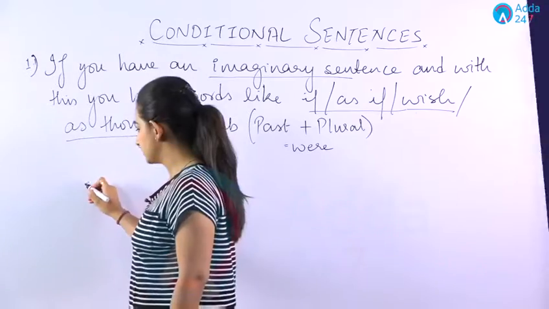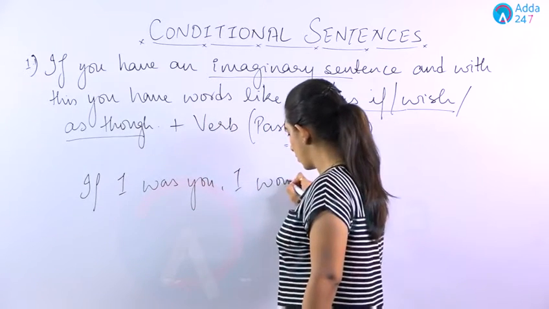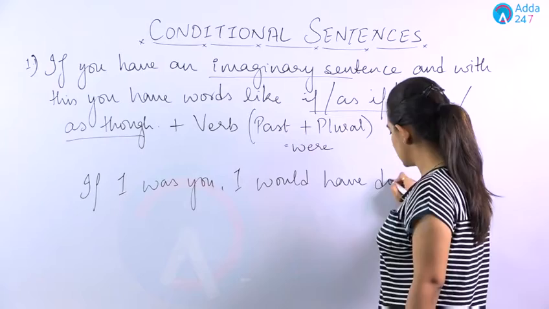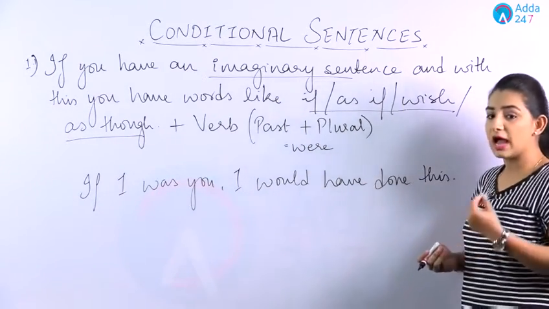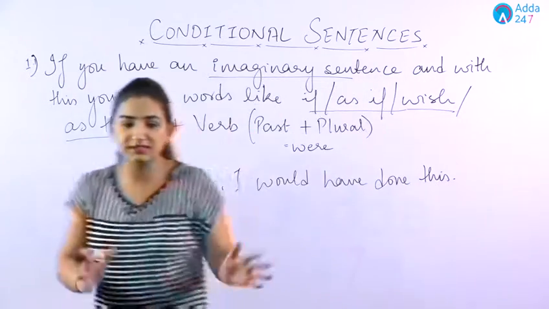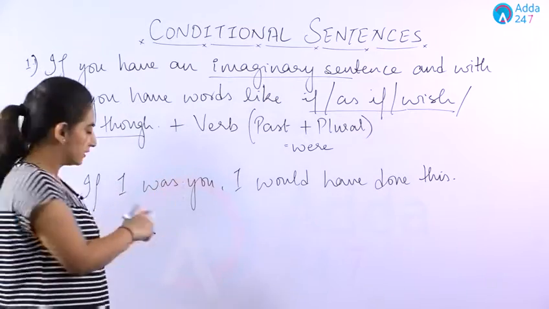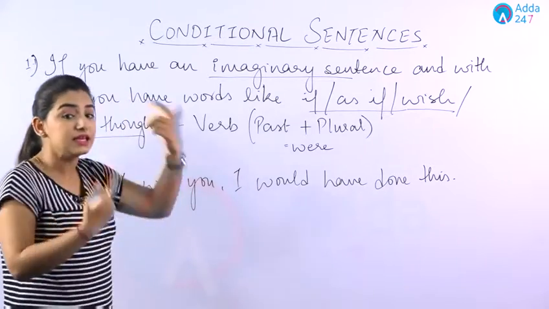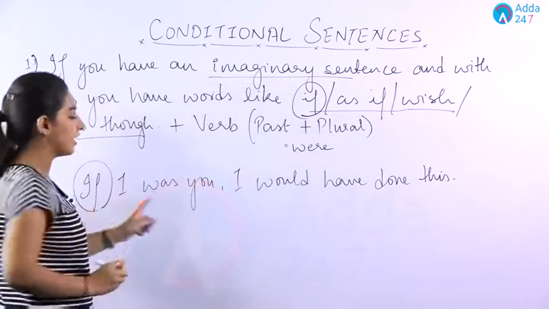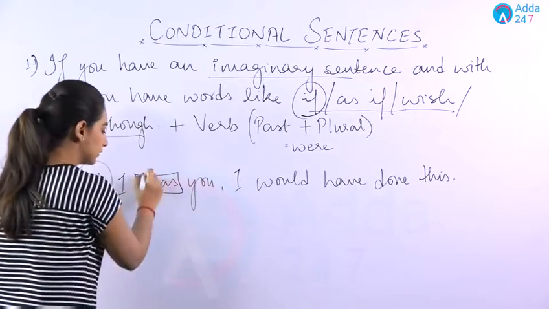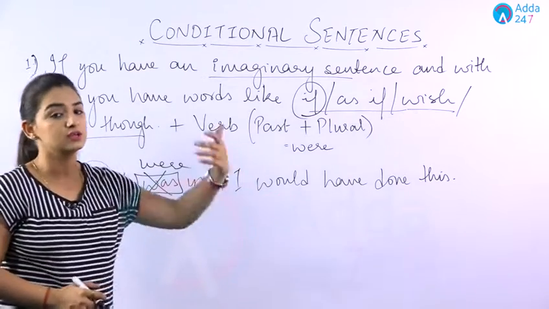Let's take some examples. For example, we have if I was you, I would have done this. Now quickly tell me what should be the error in this sentence. If I was you, I would have done this. Now this sentence expresses an imaginary sentence. Why? Because it says if I was you. This person isn't you, but it thinks of it. That means it's an imaginary sentence. And with that, we have the word if in this sentence, if I was you. So here was would be incorrect and what we need to place is were, and the correct sentence will be if I were you, I would have done this.